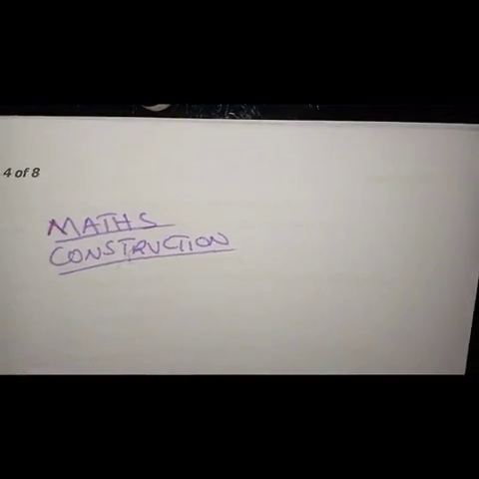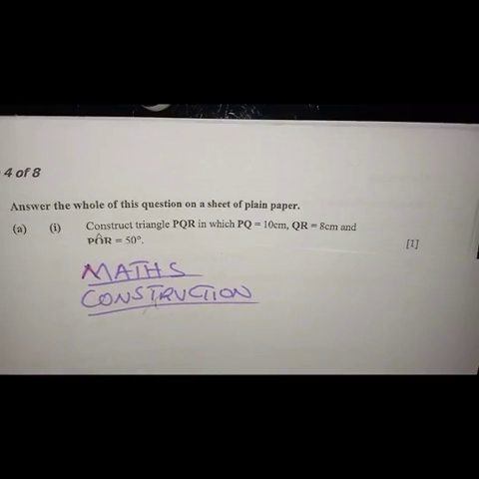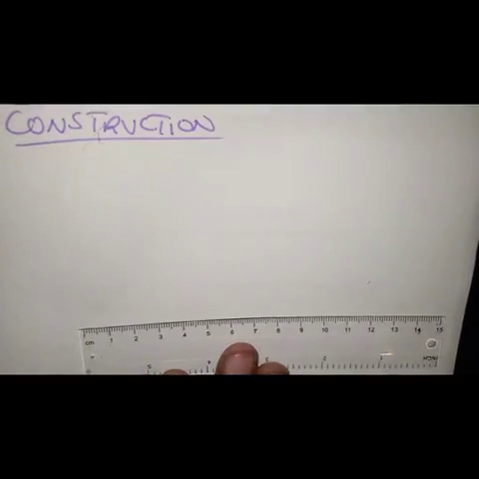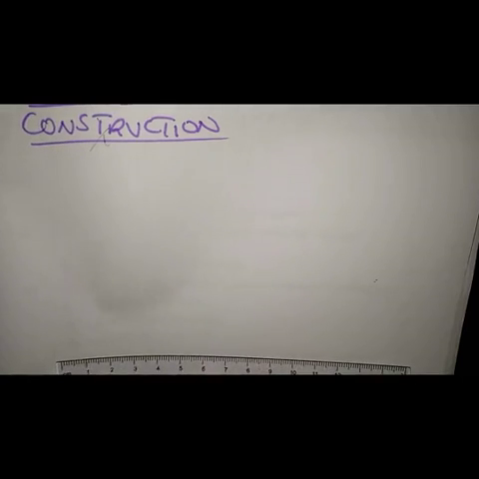So we read, answer the whole of this question on a sheet of graph paper. Construct triangle PQR in which PQ is 10 centimeters. So as we'll be reading, we'll be constructing. So PQ is 10 centimeters. We measure. We measure 10 centimeters.